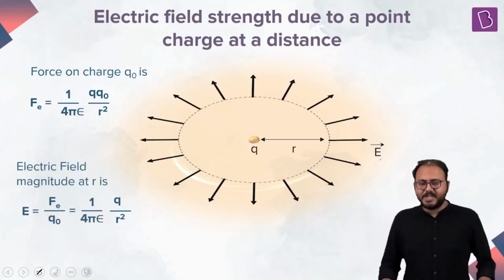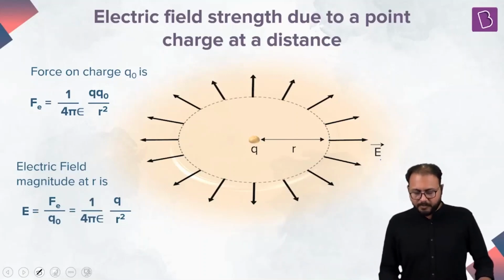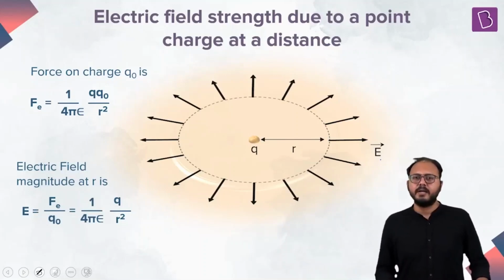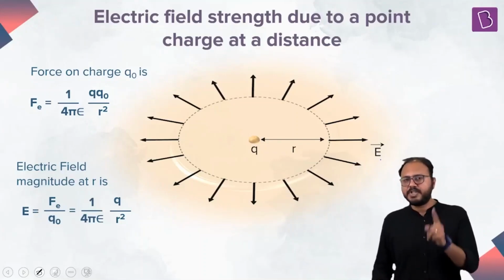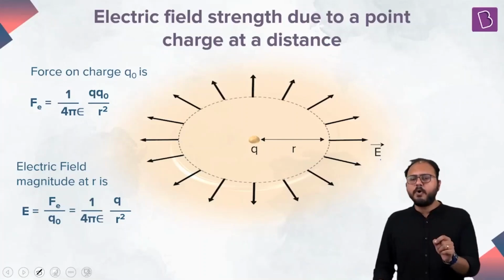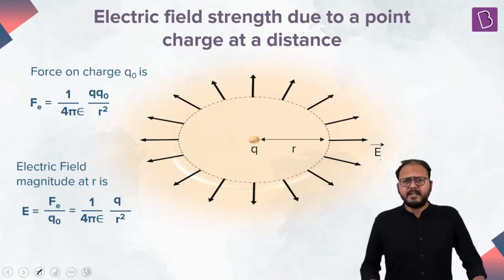The moment we have been waiting for. Electric field magnitude at R is defined as E equals Fe upon Q naught. What's left? 1 upon 4 pi epsilon Q by R square. So the magnitude of electric field of a charge Q at a distance R is 1 upon 4 pi epsilon Q upon R square. Right? Question. It's a vector.